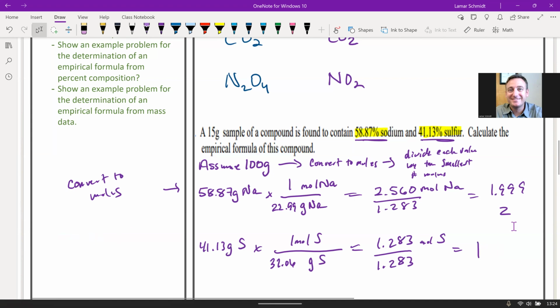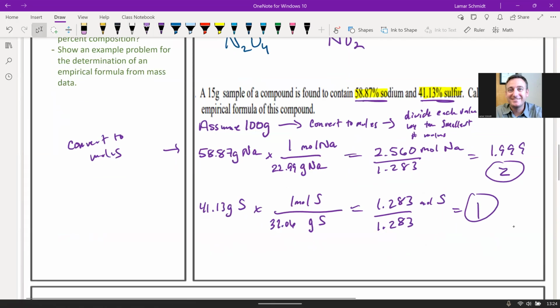All right, so what's our ratio? It is what? 2 to 1. So 2 to 1. So our empirical formula is Na2S. We see how to do that. Is that an empirical formula? Can it be reduced? No. So that probably means we did something okay.